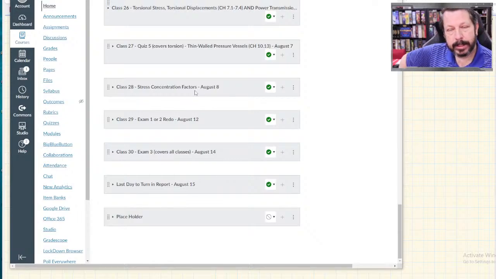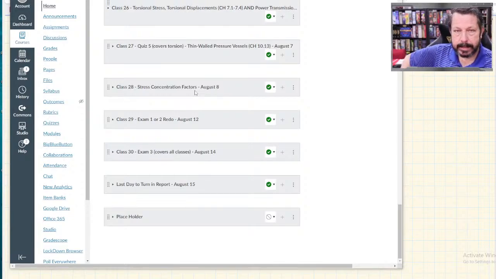And then it'll work the same way that we've been doing exams. You can take exam 1 and 2, or 1 or 2 at noon, or you can come at 7 and do exam 1 or exam 2. And then class 30 is exam 3, so you do need to take that one regardless.